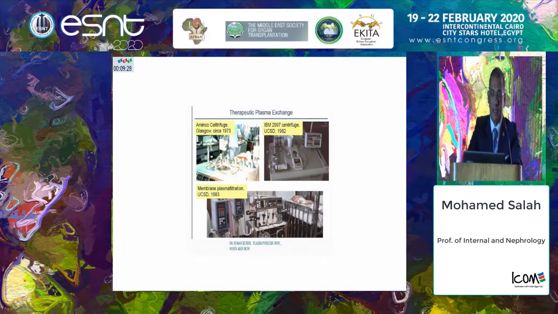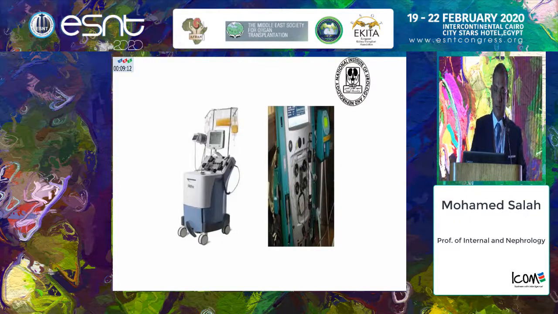Here we can see the beginning of the true modern plasmapheresis in the last century. In 1973 in Glasgow, in UCSD 1982, and the membrane plasma filtration in 1983. Again, these were the first attempts of what we have nowadays. These are the machines. We have the membrane machine and the centrifuge machine.